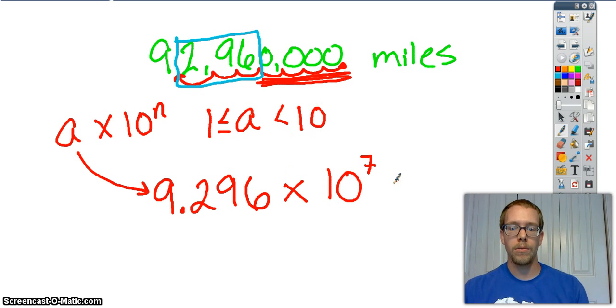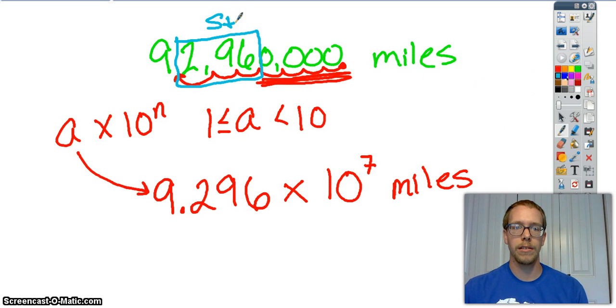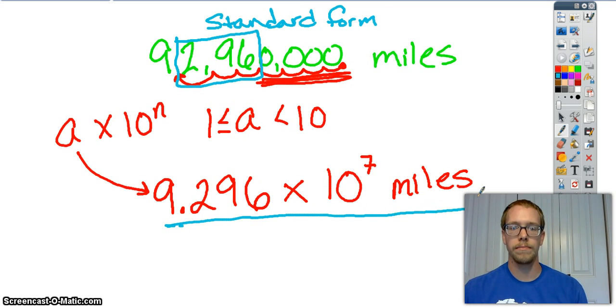So there we go. We took a number written in what we would call standard form up here, and we wrote it in its scientific notation form. And that's the distance that Earth is from the Sun.